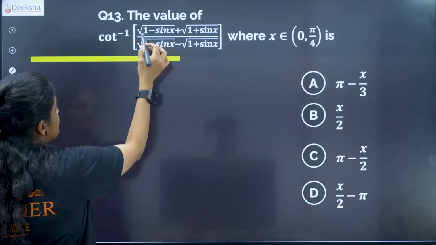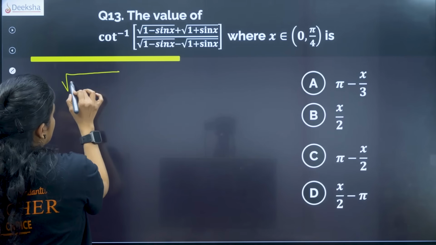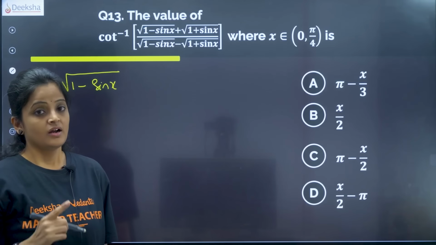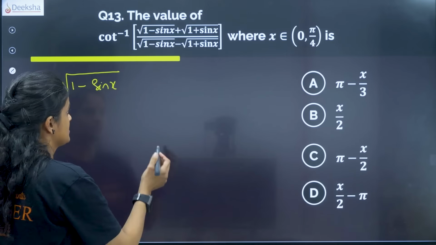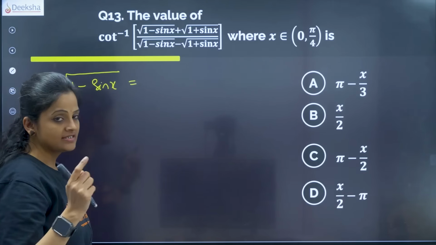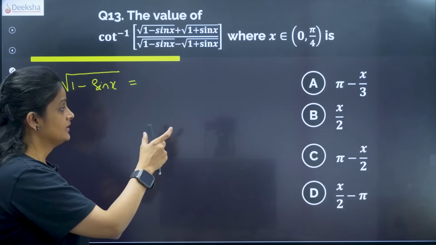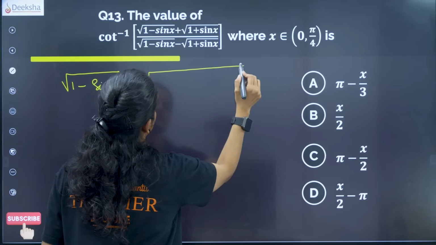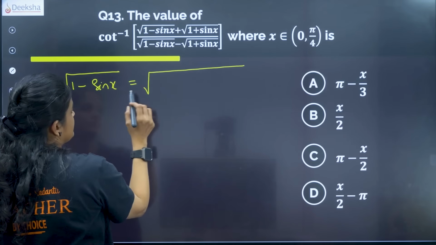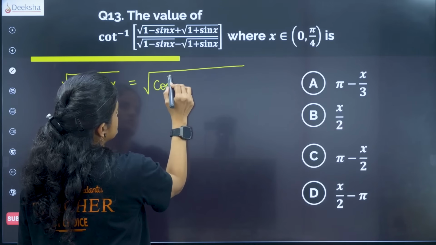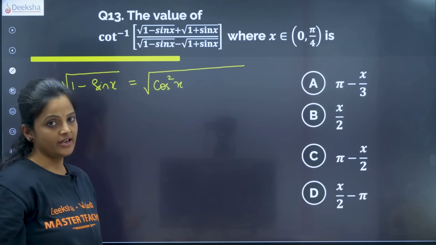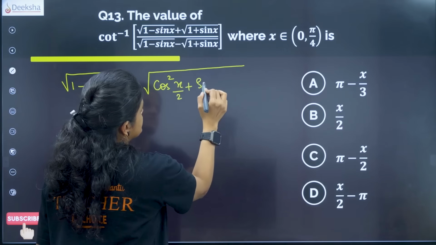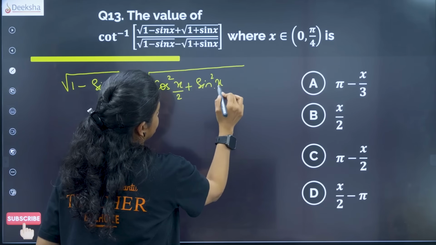Okay, first we'll solve this part. If I solve this, it will be easy for you to understand. Root of 1 minus sin x, how to deal with this. So next time when you see the same term, direct answer. This 1 can be written as cos square x plus sin square x, but I am writing it as cos square x by 2 plus sin square x by 2.